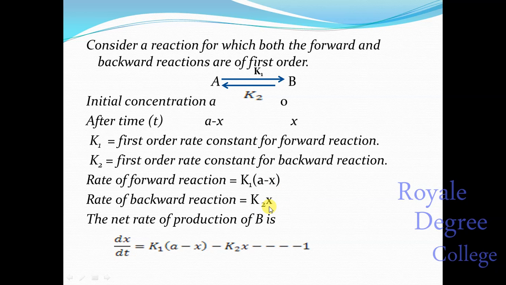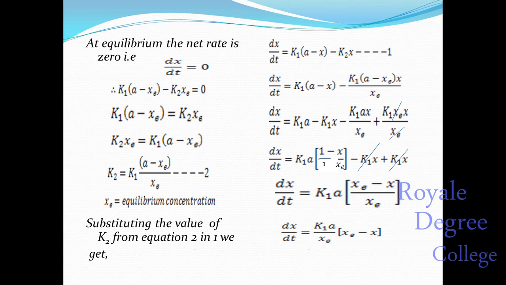So the net rate of production of B is dx by dt, that is the change in the concentration x with respect to time. It is equal to K1 (a minus x) minus K2 x. It is our equation number 1. At equilibrium, the net rate is 0, that is dx by dt is equal to 0. Therefore we can say K1 (a minus xe) minus K2 xe is equal to 0. What is xe? xe is the equilibrium concentration.